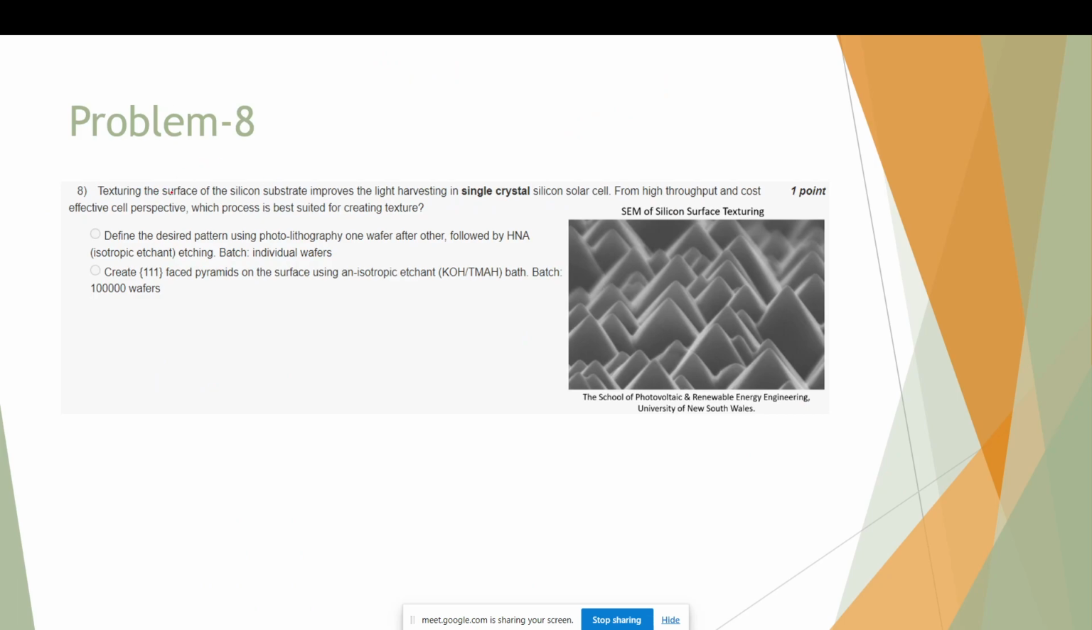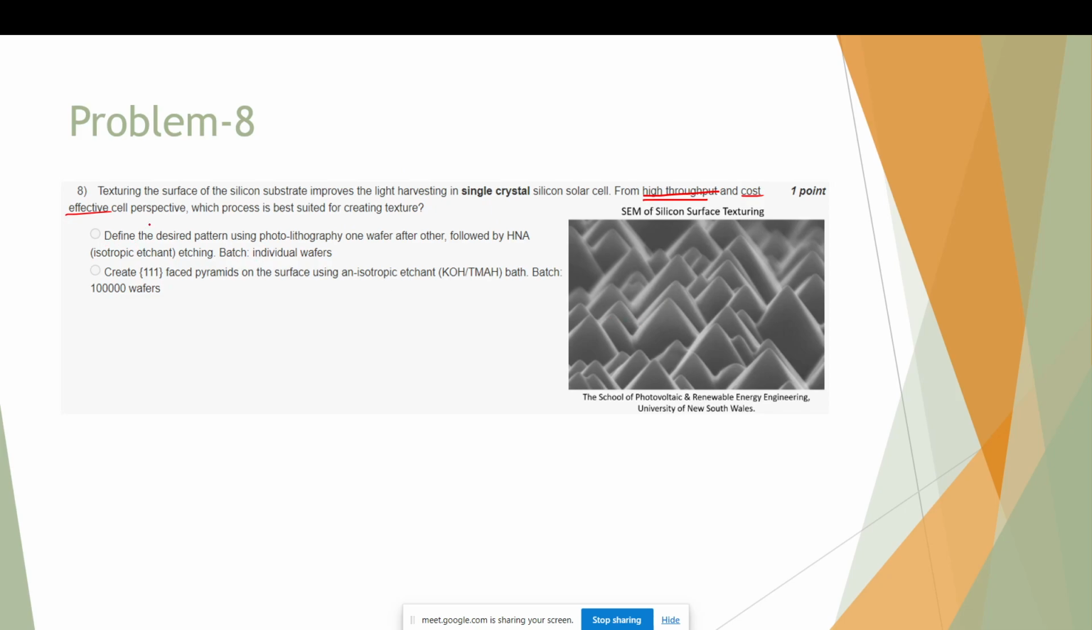Okay. So, texturing the surface of the silicon substrate improves the light harvesting in single crystal silicon solar cells. From high throughput and cost effective cell perspective, which process is best suited for creating texture? They have already told us what they are looking for. They are looking for high throughput and they want a cost effective process, and they want the surface to be textured.